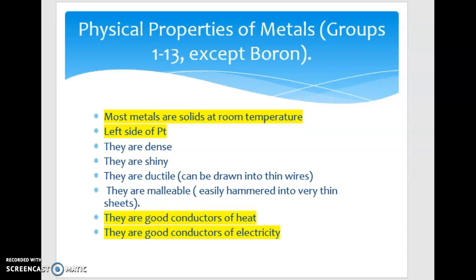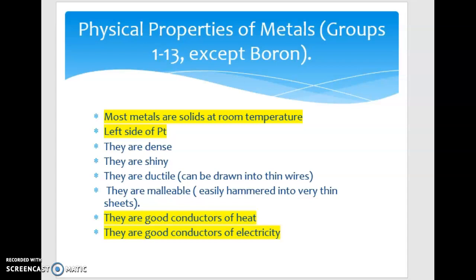Now let's talk about some physical properties that they all have that lets you know it's a metal. Most metals are solids at room temperature. If you look at a metal, you can see that it's a solid. Most metals are located on the left side of the periodic table. They're very dense, they're shiny, they're ductile, which means they can be drawn into thin wires. They are malleable, which means they can be hammered into thin sheets like aluminum.